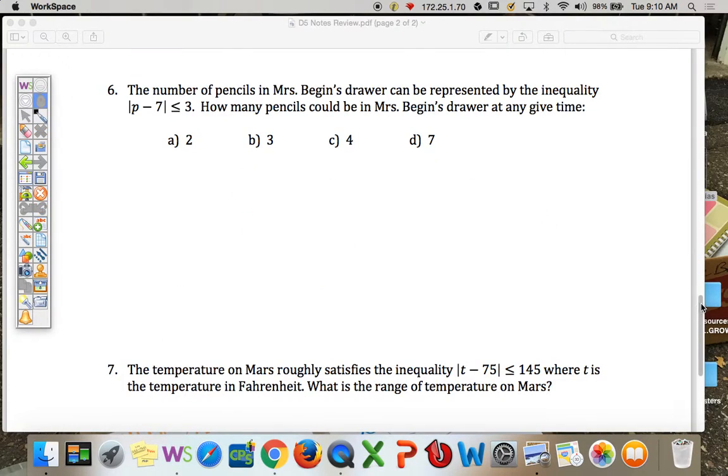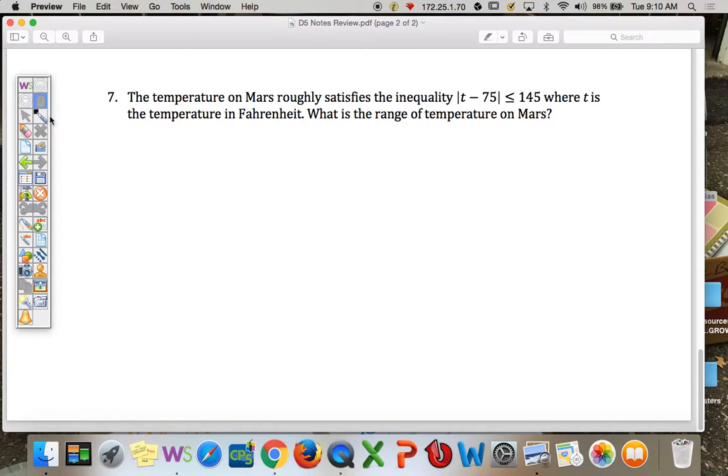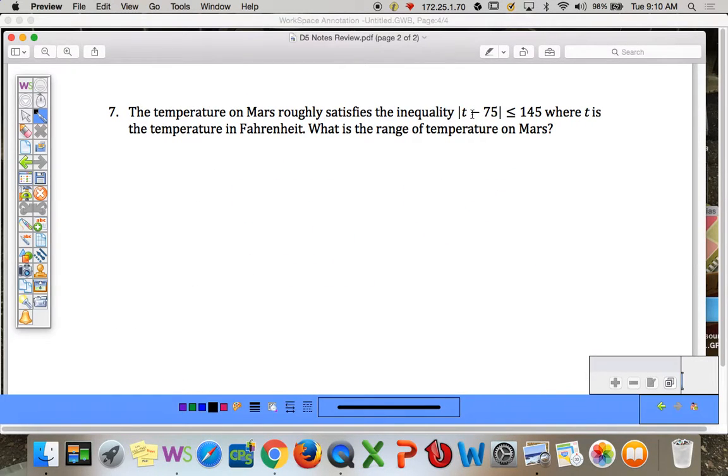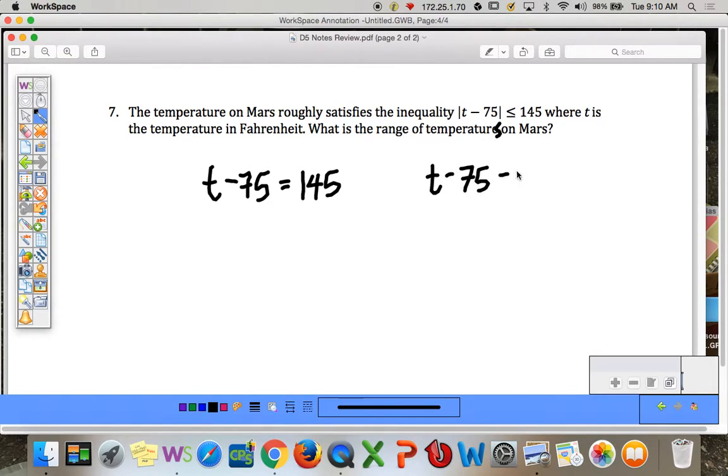Last one. The temperature on Mars satisfies the inequality absolute value of T minus 75 is less than or equal to 145, where T is the temperature in Fahrenheit. What is the range of temperatures on Mars? All right, so let's split this up. T minus 75 can be 145. T minus 75 can be negative 145. Let's solve. So add 75 to each side.